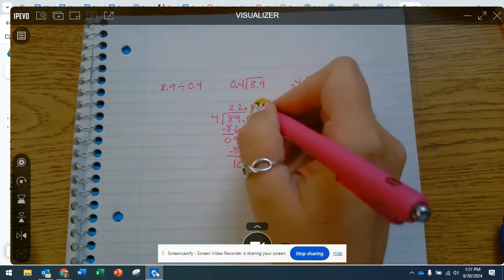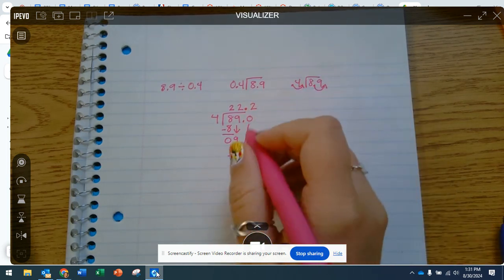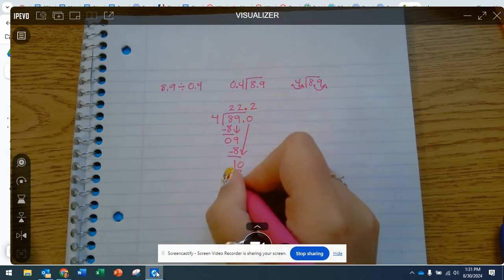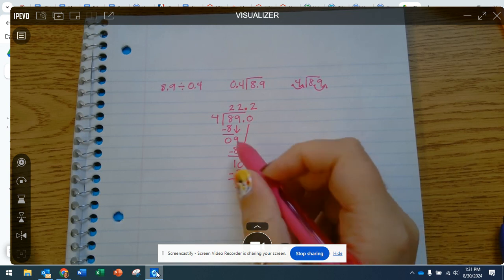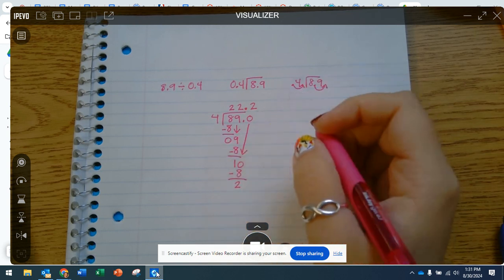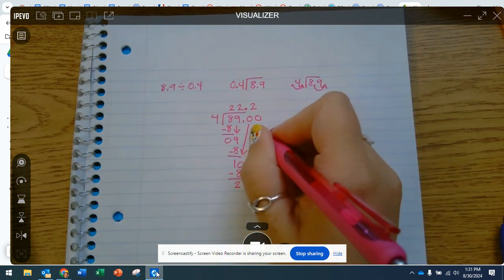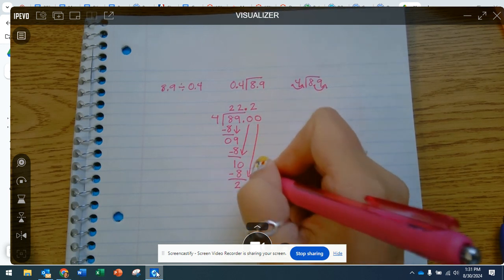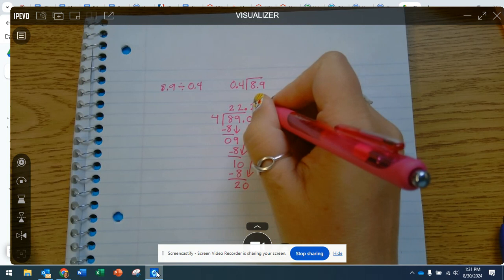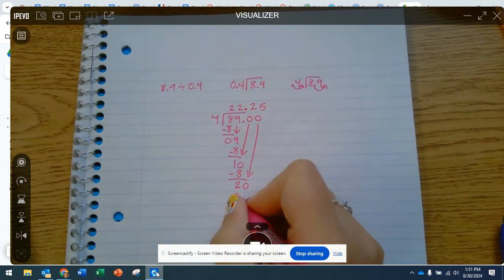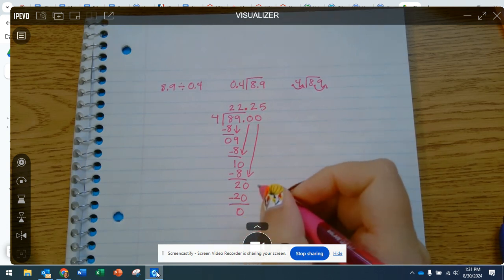So 4 goes into 10 twice, and 2 times 4 is 8. And when you subtract that, you get a remainder of 2. 2 is less than what I divided by, so I'm good to keep going, and I can technically add as many zeros as I want. Okay, so 4 goes into 20. How many times? Yeah, 5 times. And then when you subtract that, you get a remainder of 0. So I'm done.